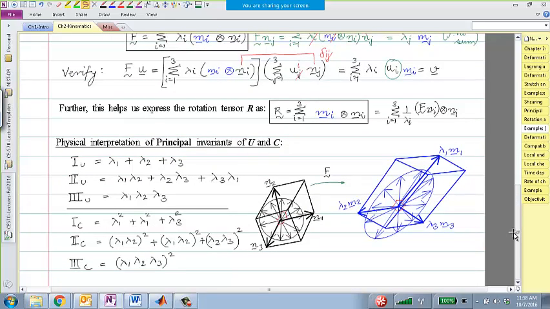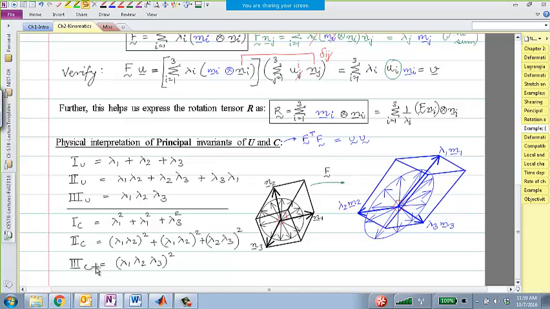Now we talked about the C tensor and the U tensor last time. This is the F transpose F. So this was F transpose F, and it was also equal to U times U, which is U square. There's a very nice physical interpretation of the invariants of these tensors. So let's take a look at the three principal invariants. The first three are for U, the next three are for C.